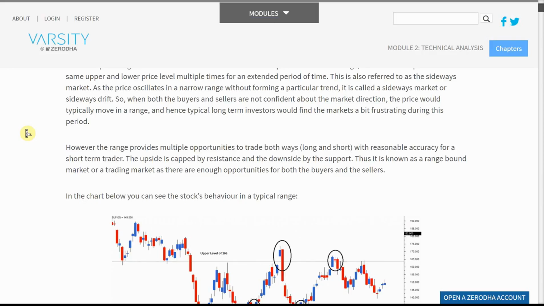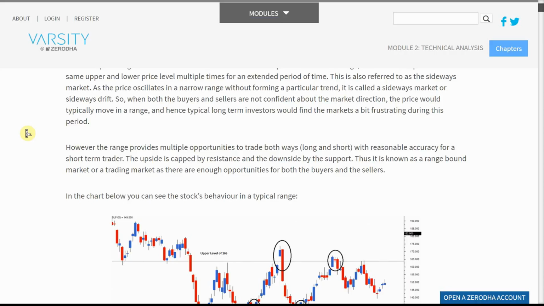It is called a sideways market or sideways drift. So, when both the buyers and sellers are not confident about the market direction, the price would typically move in a range. And hence typical long-term investors would find the markets a bit frustrating during this period. However, the range provides multiple opportunities to trade both ways, long and short, with reasonable accuracy for a short-term trader.